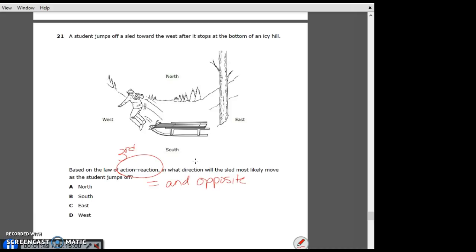Okay, so in what direction will the sled most likely move as the student jumps off? Well, her action was to jump this way. This is my action. So the reaction is going to be the sled moving off in this direction. That should be the reaction. So if her action was to the west, equal and opposite is going to be the east. So my correct answer is C.